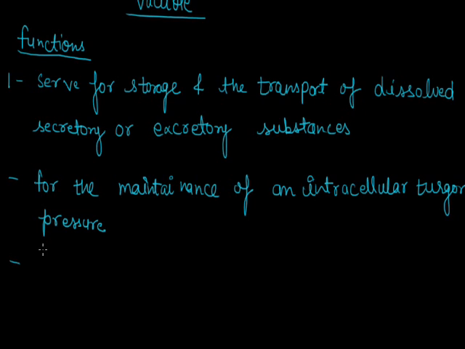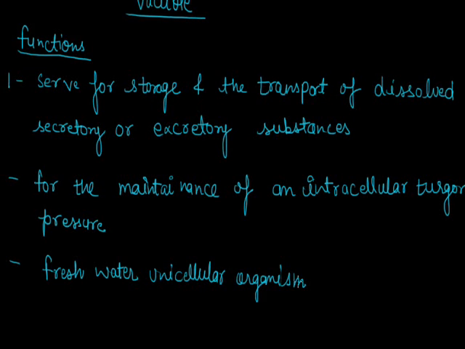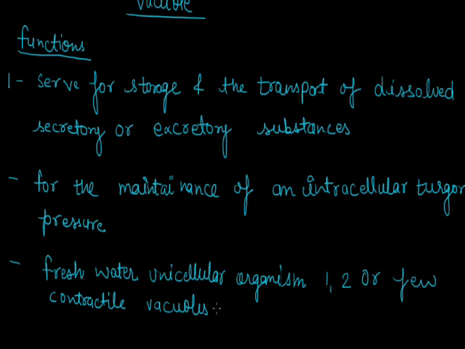Some freshwater unicellular organisms possess one, two or a few contractile vacuoles bounded by a simple and delicate membrane different from the typical unit membrane.